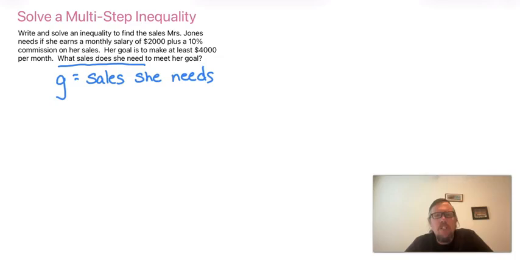Okay, so she wants to make at least $4,000. At least means it's got to be greater than or equal to. In other words, she wants to make $4,000, but she's totally fine if she makes more than $4,000. Who wouldn't be fine with making more money than you need, right? So this is going to be greater than or equal to $4,000. She needs $4,000, but if she makes $5,000 instead, she's going to be okay with that.